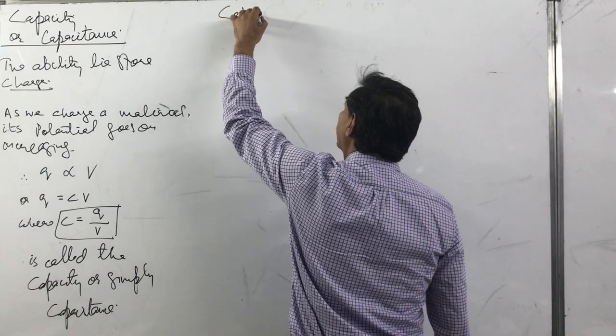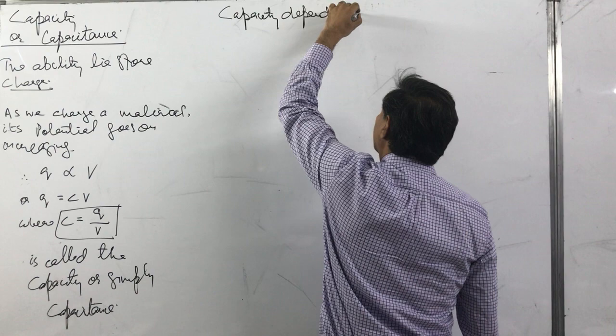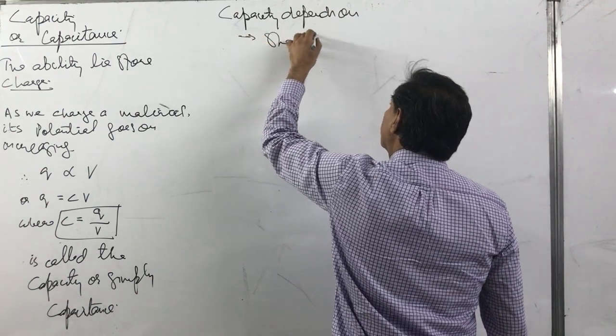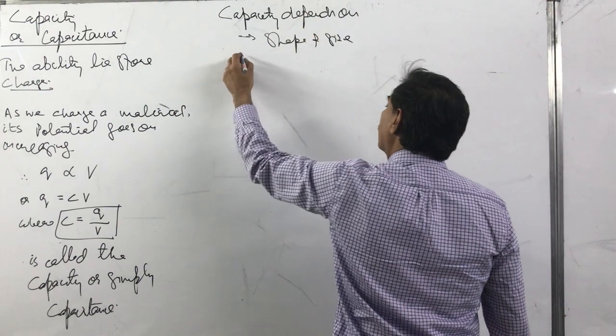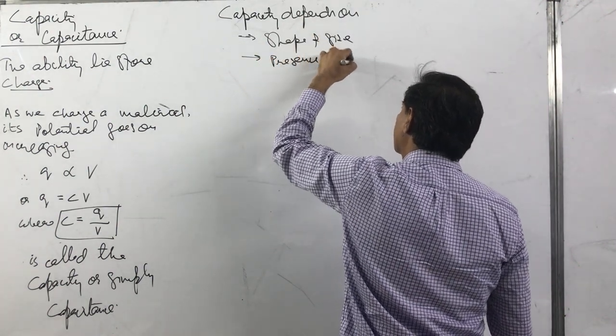Capacity depends on shape and size and presence of surrounding charges.